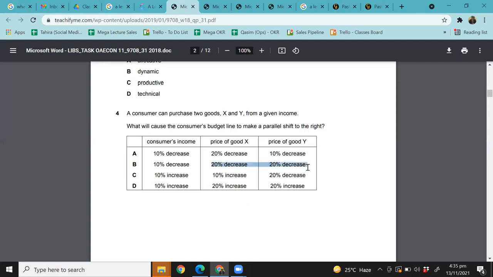Now for the B part, income is decreasing by 10% and the prices are decreasing by more than 10%. So when the income decreases, the budget line will shift inwards. But then if the price of the two products is decreasing by more than 10% and by the same percentage, then overall your budget line will shift outwards and by the same extent, it will be a parallel shift.